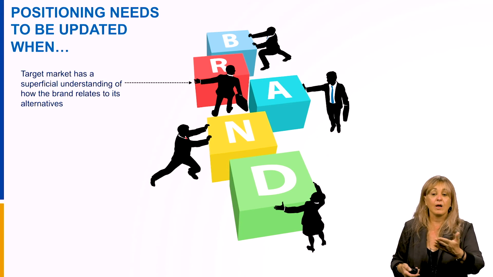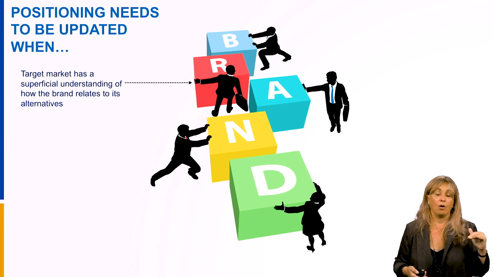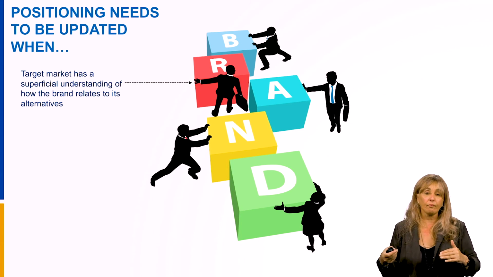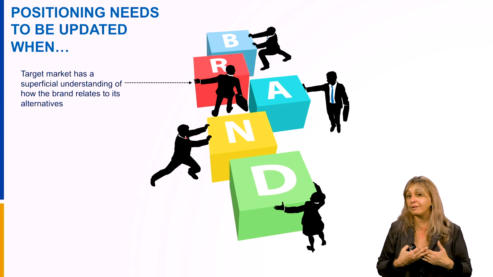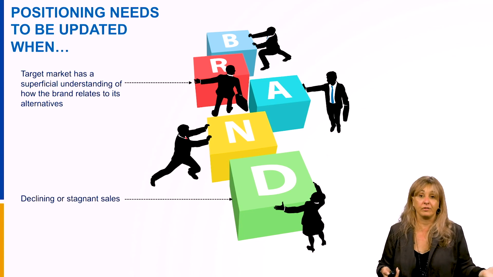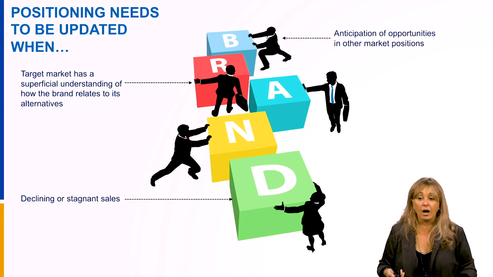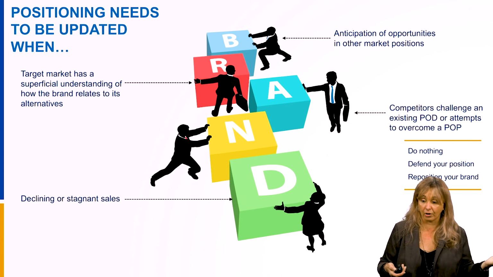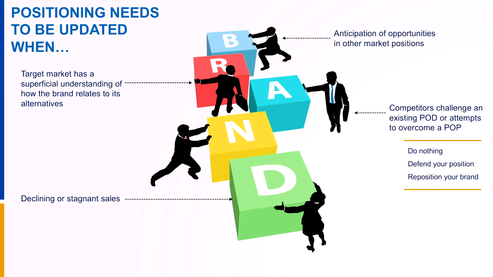Some of the cases: the target market has a superficial understanding of how the brand relates to its competitors. Maybe after you do the research, you identify that your target group doesn't understand your positioning, or your sales are going down, so clearly your point of difference is not attractive anymore. Or there is anticipation of opportunities in other market positions, or your competitors challenge existing points of difference or attempt to overcome points of parity. This is the most common, and it is constant.